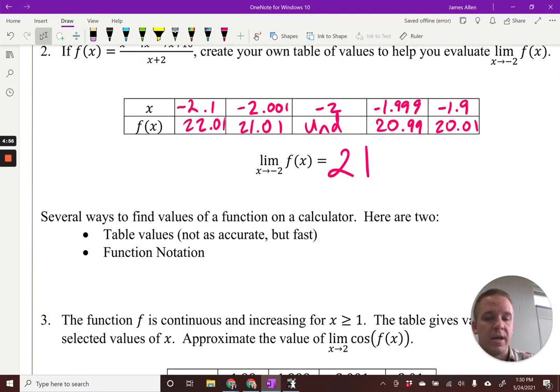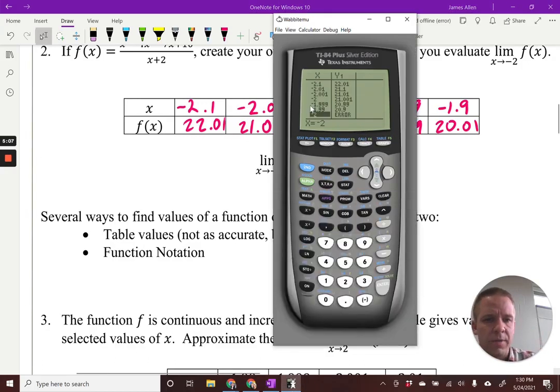All right, so let's take a look here. We have a few ways of finding those values on a calculator. The one we just did was the table of values. Now, not as accurate, but fast. Let's see what that means there. Remember how we were talking about how this one appeared to be just -2 here? It's because I ran out of decimals. But if I really hovered over it, it would give me something a little more accurate, right?